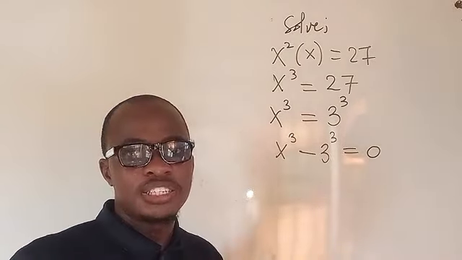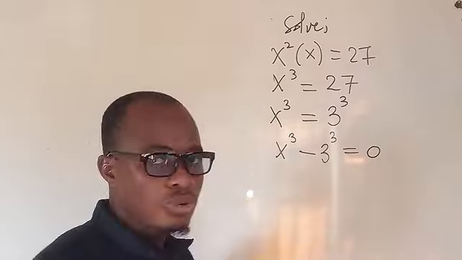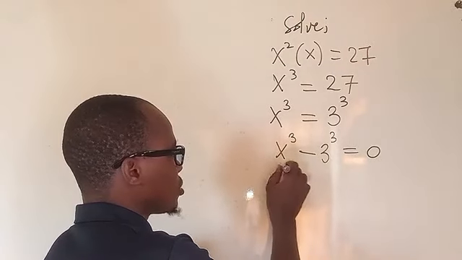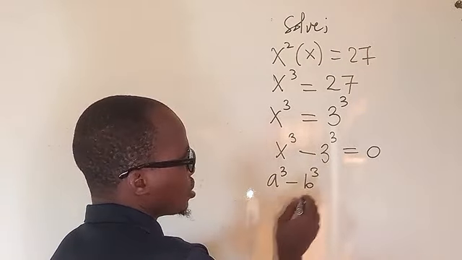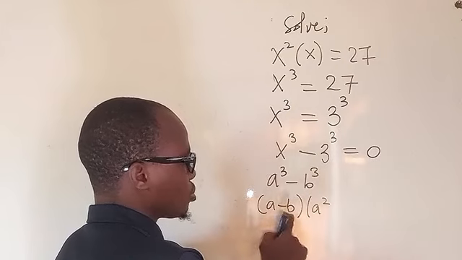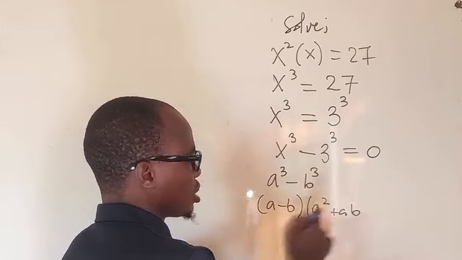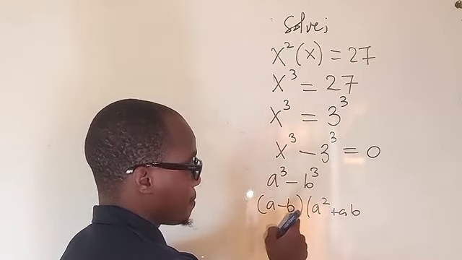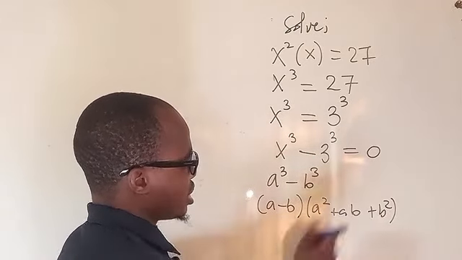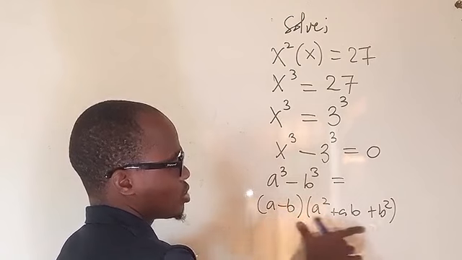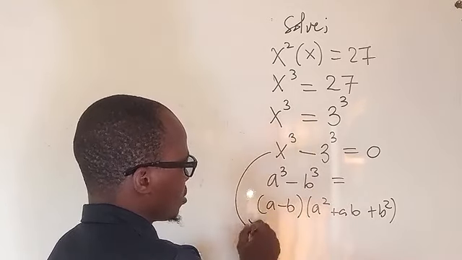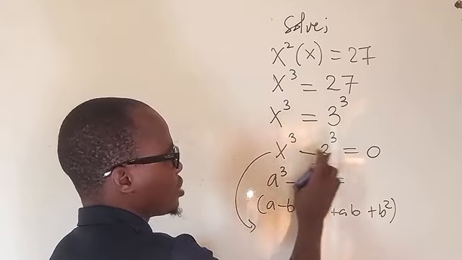Now this is a difference of two cubes. When you have a difference of two cubes, what are you going to do? If you have a to the power of 3 minus b to the power of 3, this is a minus b, then a squared plus ab, the product of these, plus the square of the second term, that is b squared. This expression is in this form, as you can see, we have x to the power of 3 minus 3 to the power of 3.